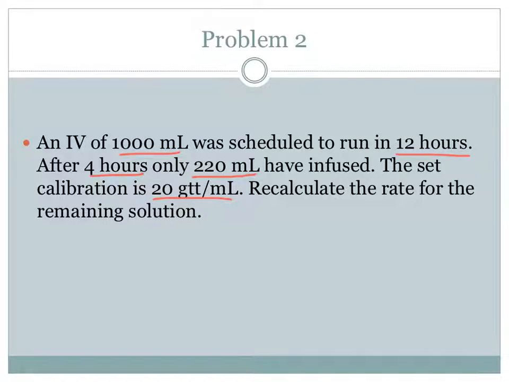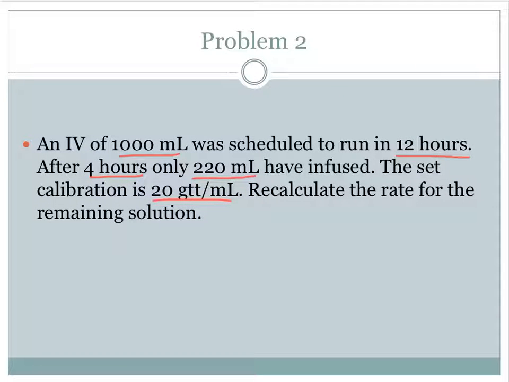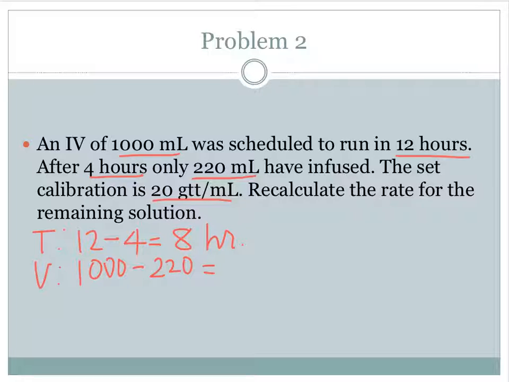Okay, so we know that our starting time was 12 hours minus what we have already spent, which is 4, so that leaves us with 8 hours. Our volume to be infused, we know that we started with 1,000 mils minus 220 mils, which gives us 780 mils, and I'm calculating as we go along.